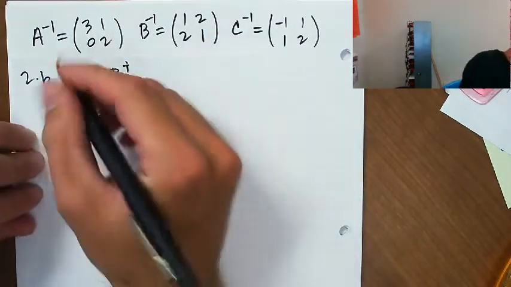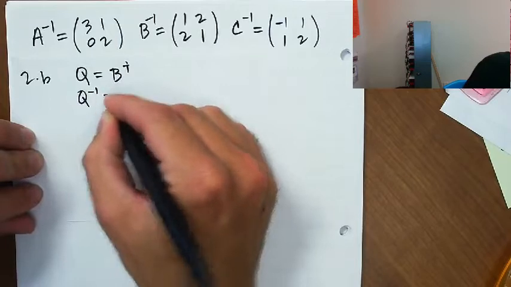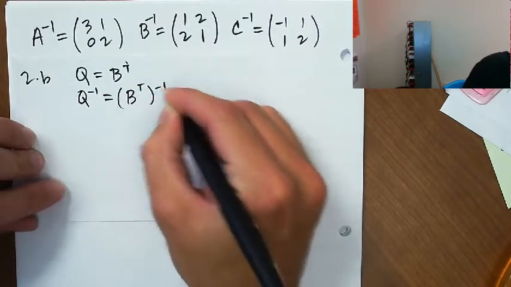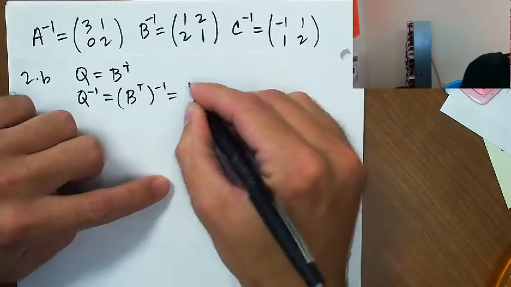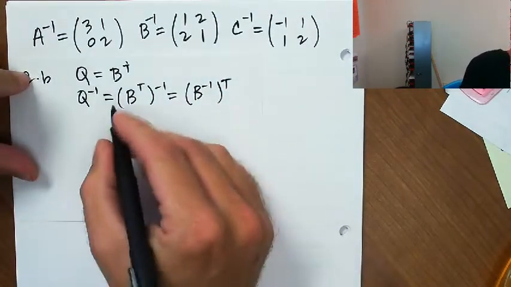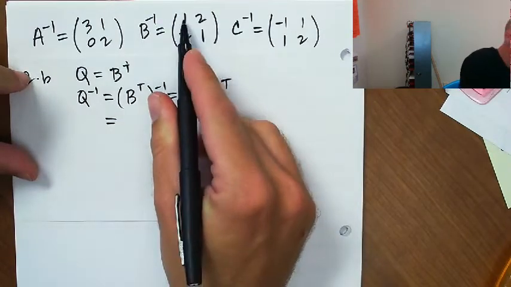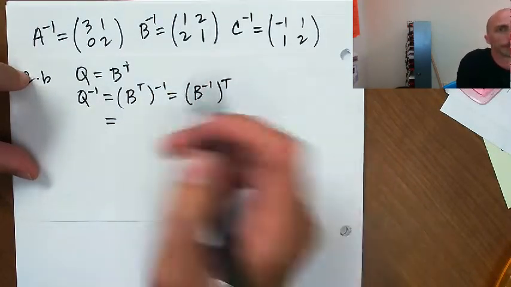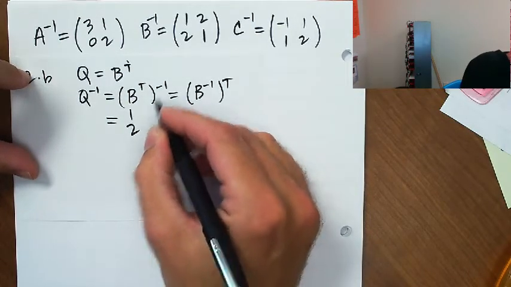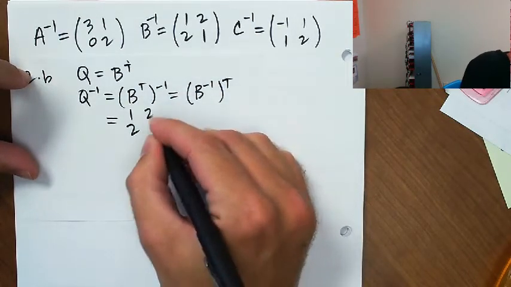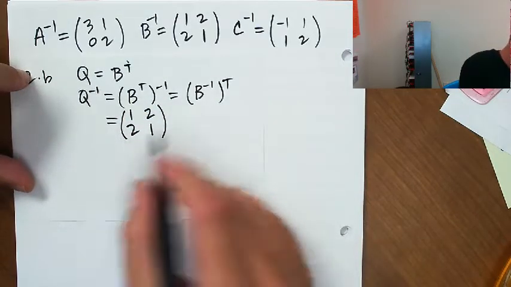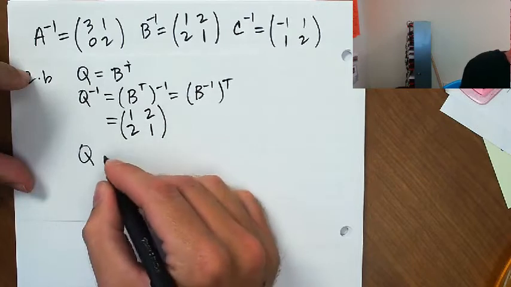Meaning that Q inverse is B transpose inverse, which we can use one of our properties and say, that's B inverse transpose. So Q inverse is going to be, the rows become the columns. Columns become the rows. So it is equal to its transpose. If I want to find Q, I'm going to take the inverse of this.